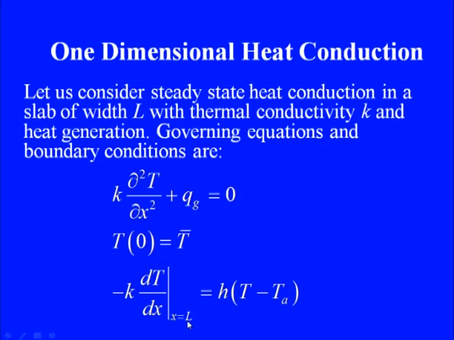At the right edge of the slab, that is at x = L, we have a convective boundary condition, that is -k dT/dx at x = L is equal to h into (T - Ta). So now we need to find out how we take care of this derivative boundary condition, and in what way it changes our discrete equations.